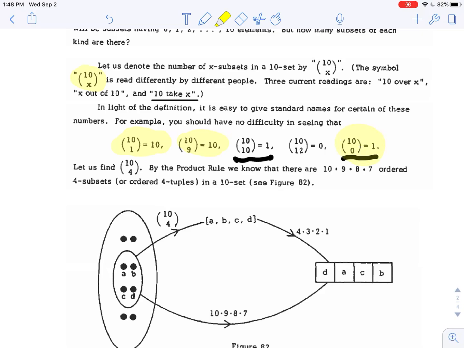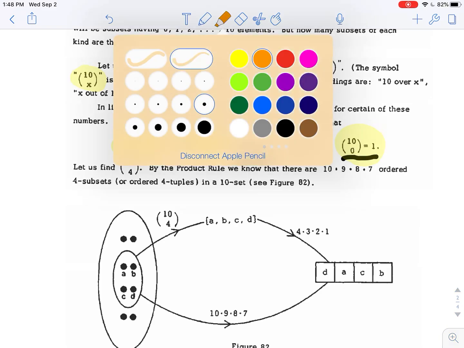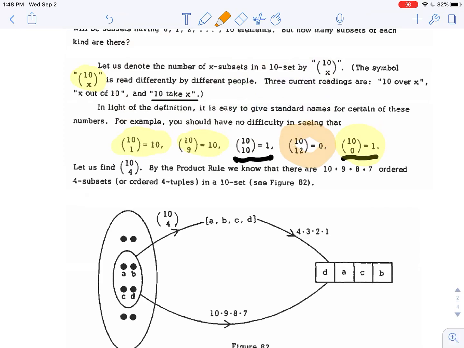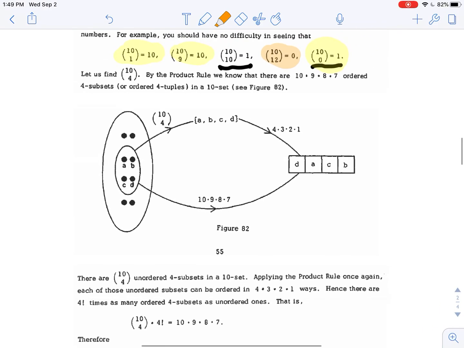This one here is overlooked a lot or confused a lot. It's only going to be 0 if I'm trying to take more things than are there, and that's what I have on this one right here. 10 choosing 12 equals 0. That can't happen, folks. Think about it. It's impossible to select 12 items when presented with 10.